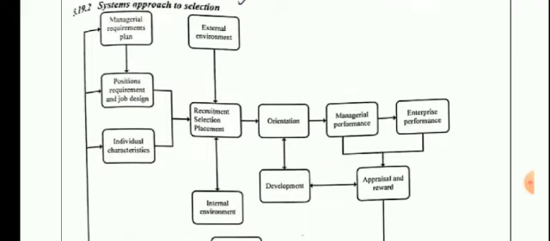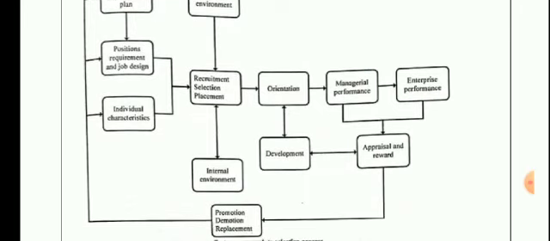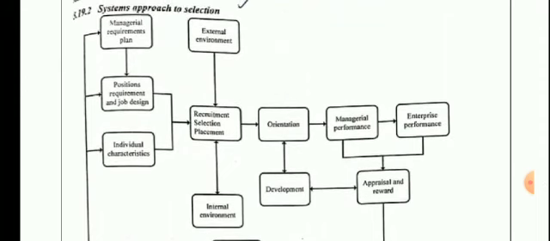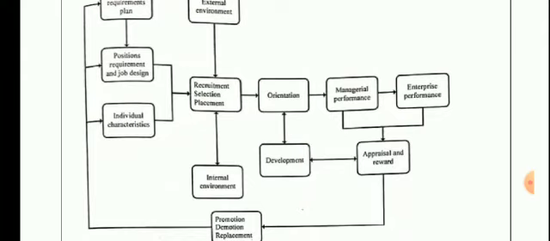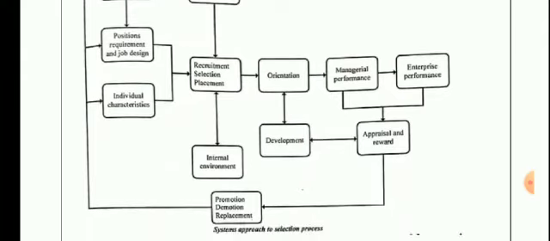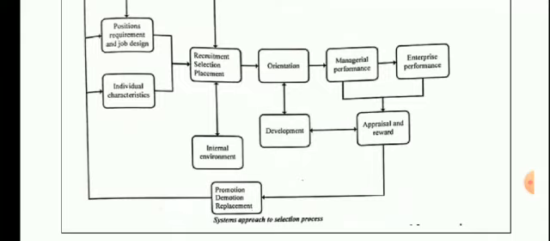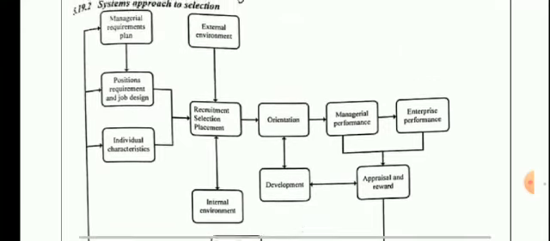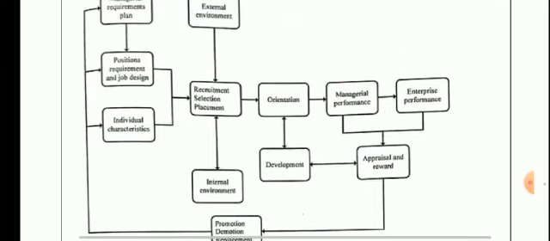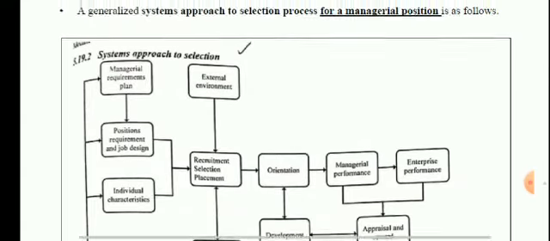Some of these boxes are giving information or inputs to other boxes, some boxes are forwarding the information, and some boxes are feedback. They are feeding the information back to the first boxes. Then orientation, managerial performance, enterprise performance, appraisal, development, promotion, demotion, replacement, and this feedback is connected to the managerial requirements. We will explain each and every box.